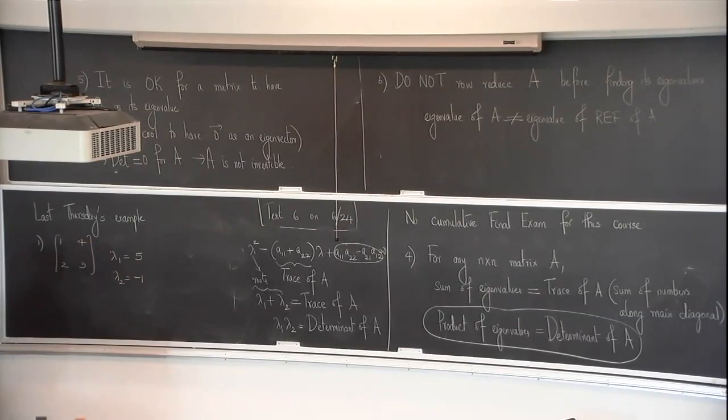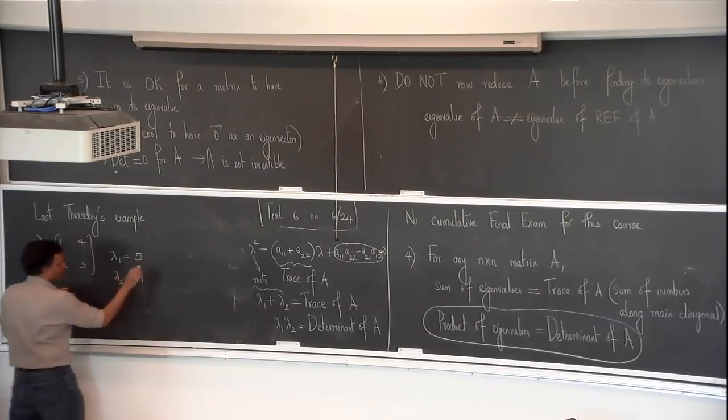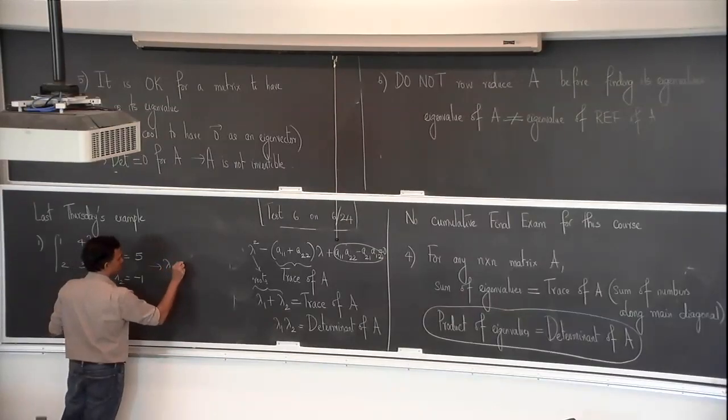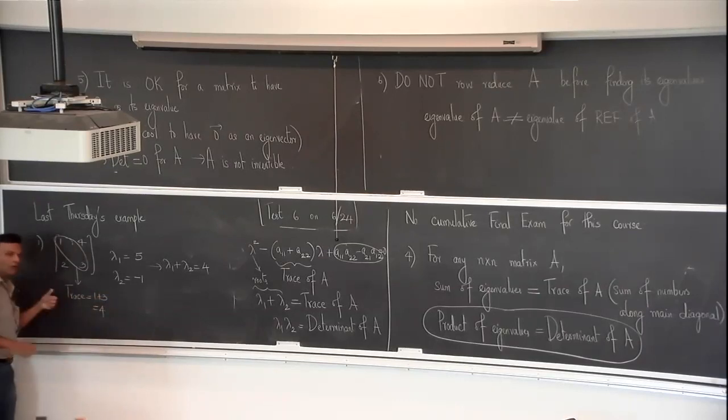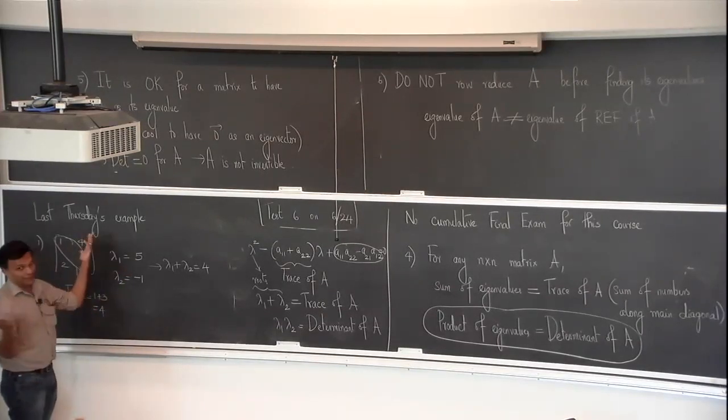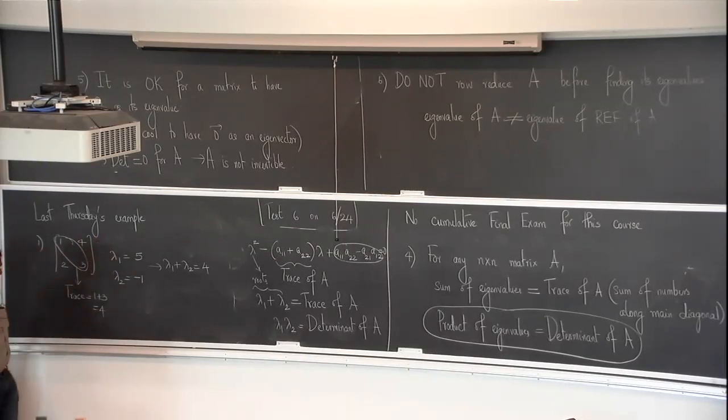Okay, so let's check whether our claims are true. Lambda 1 plus lambda 2 is 5 minus 1, which is 4. The trace here is 1 plus 3, 4. Yay. You might think there are different numbers that could add up to 4. What if I got, say, 2 and 2 here? How do you know? And that's when you could probably check the determinant as well.